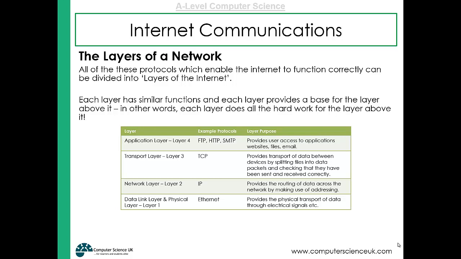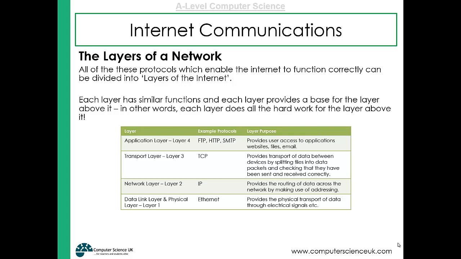Now you can't actually transport data, you can't split data into data packets and transport them unless you've got routes through which those data packets can actually be sent. So underneath layer 3, you've got the network layer. This provides the routing of data across the network by making use of addresses. So if you've got your data and you want to transport it from one place to the other, you can't do that unless you've got an ability to actually route data from one address to another. So that's where the IP address, IP protocol comes in. And you can't actually have data being sent from one address to the other unless it's got a physical channel through which it can be sent.